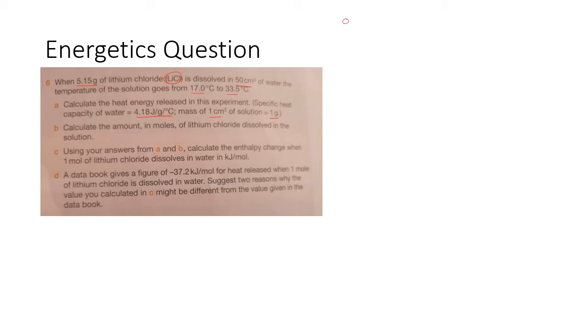Okay, question 6a. Actually, before we start, there are a couple of things that we need to realize. First of all, the question tells us that once the lithium chloride is dissolved into the water, the temperature of the solution rises from 17 degrees Celsius to 33.5 degrees Celsius. And we measure that, of course, using a thermometer.